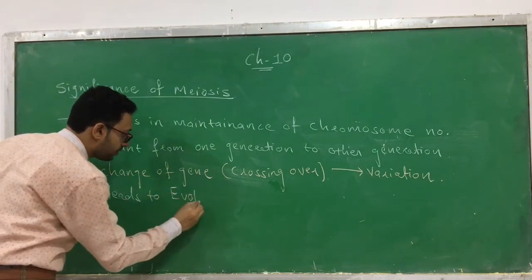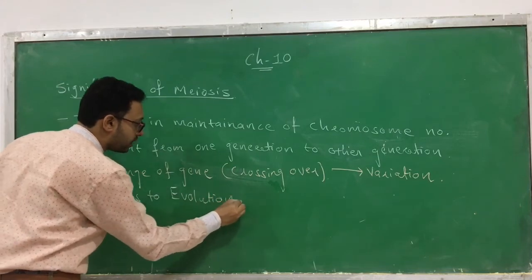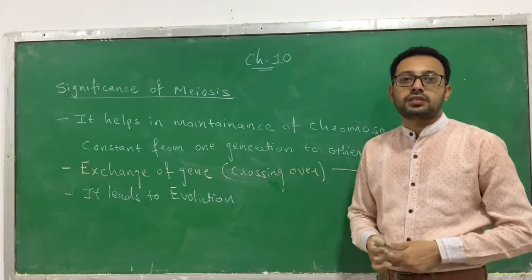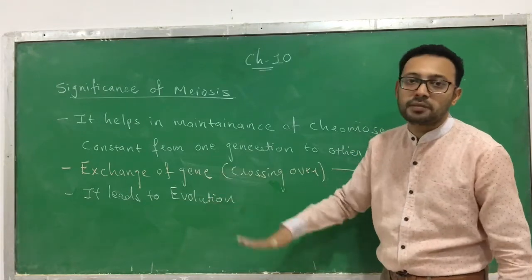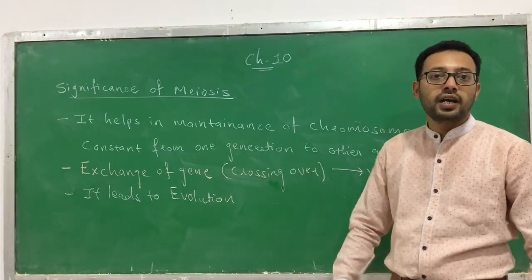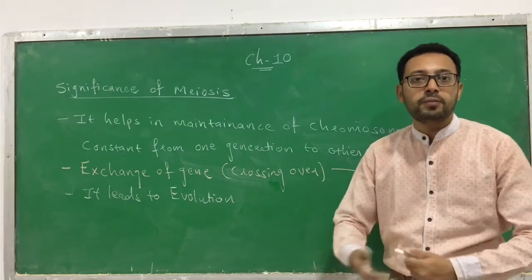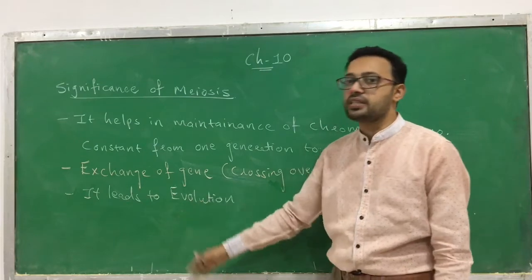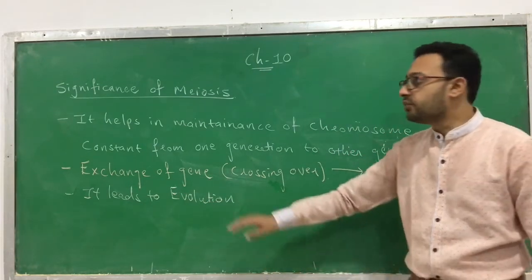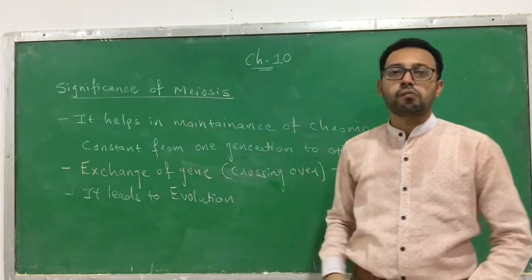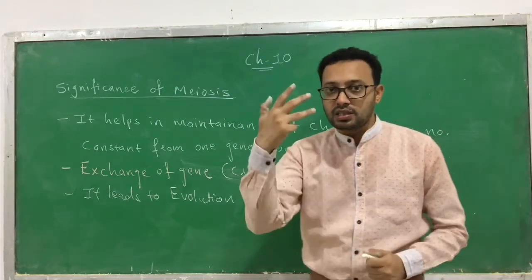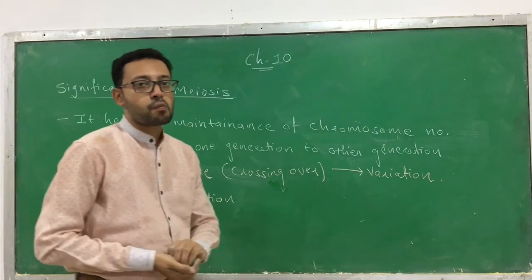it leads to evolution, and evolution is a process to generate better species. Evolution was possible due to this. Nowadays the modern man has been produced. Homo sapiens sapiens is produced due to these variations or evolution, and for that evolution, the credit goes to the meiosis process. So that is all about the significance of meiosis. These are the three main important significances.